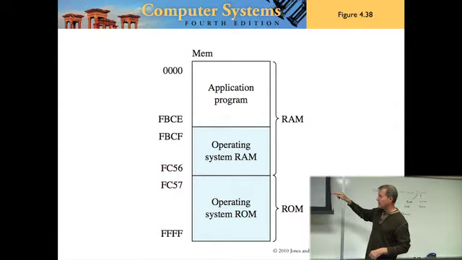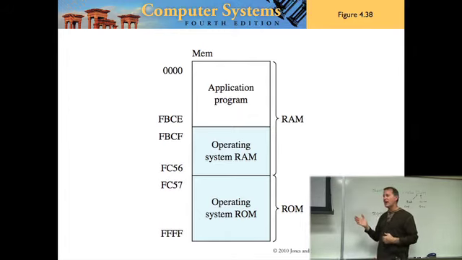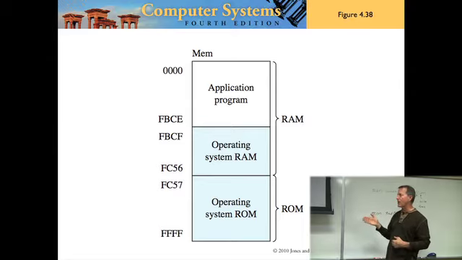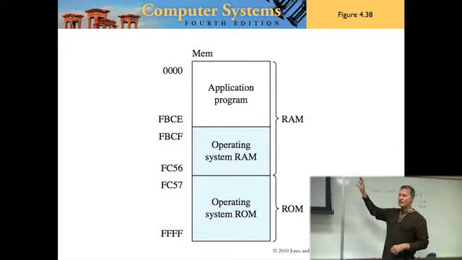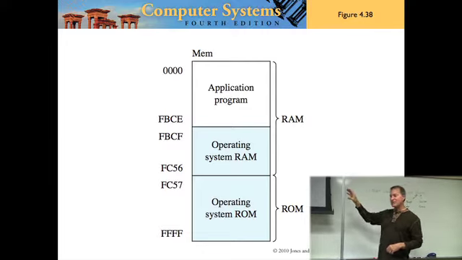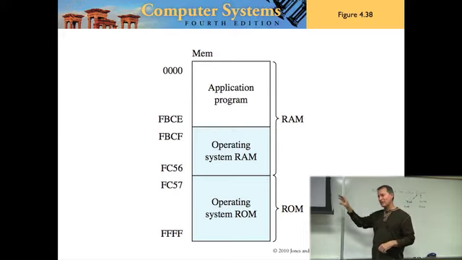Are you with me? And then the application program is all in RAM. So you see, the dividing line between RAM and ROM is not the dividing line between the application and the operating system. You see what I'm saying? The application is all in RAM, and then there is a RAM part of the operating system, but there is a ROM part of the operating system as well.